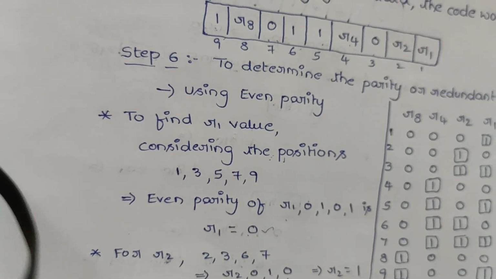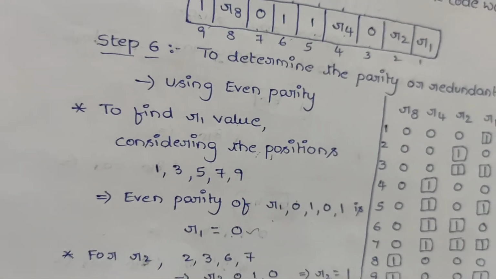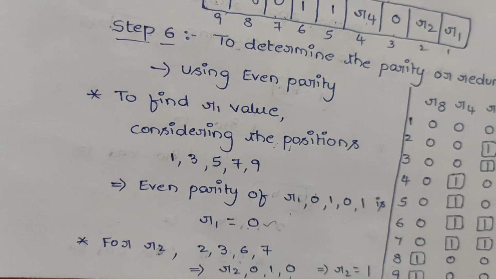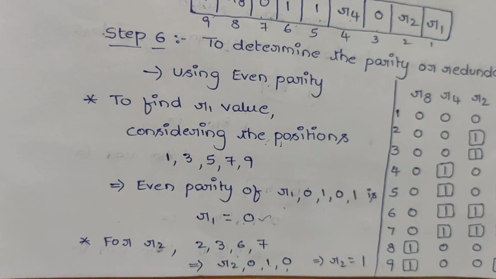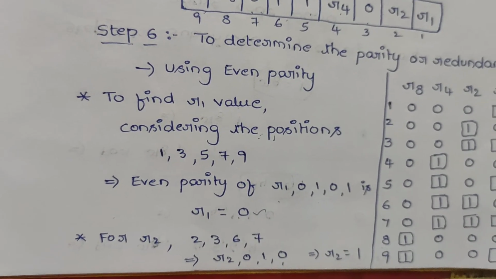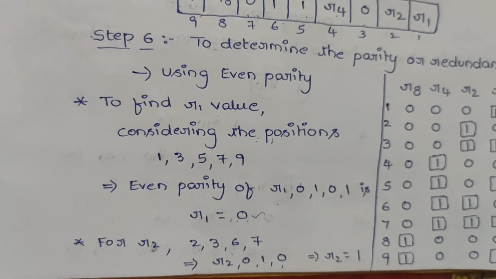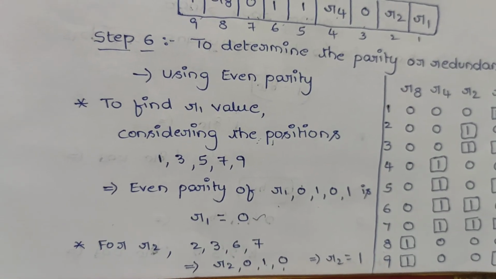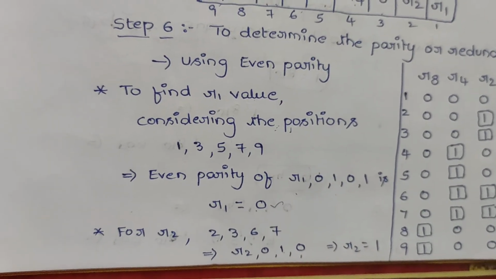So now we need to find the value of R1. R1 is considered here as the parity bit. So the data along with the parity bit is there. By using the concept of even parity, the data along with the parity bit consists of an even number of ones. So here the parity bit is R1 and the data is 0, 1, 0, 1. Considering this complete thing, the total number of ones is already even. So the possibility of R1 is 0. So the value of R1 is 0.